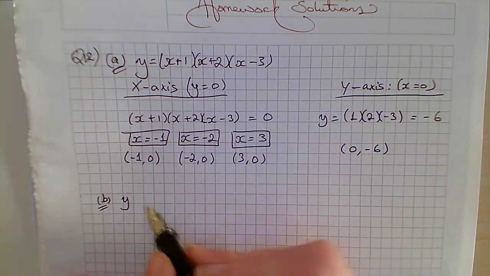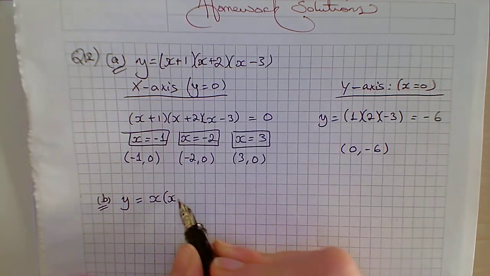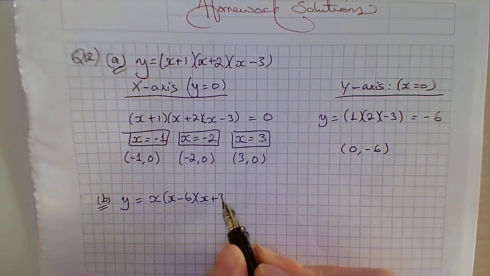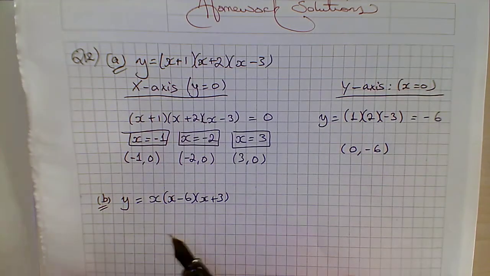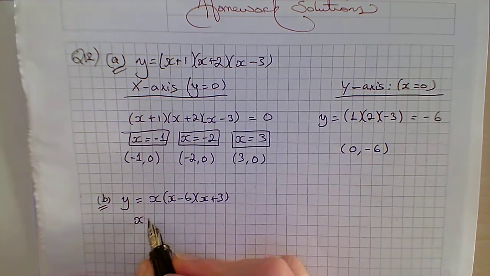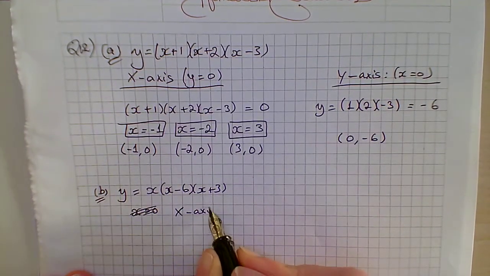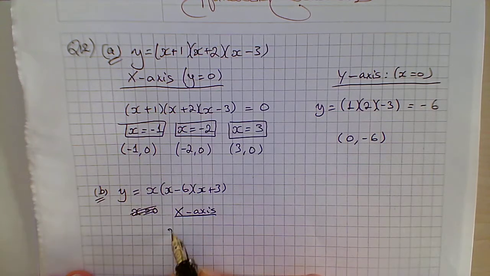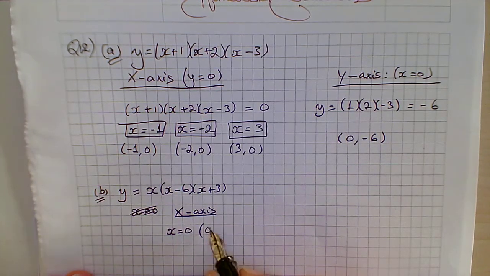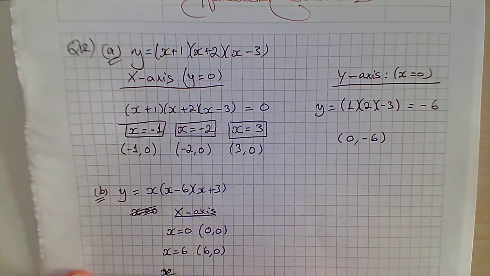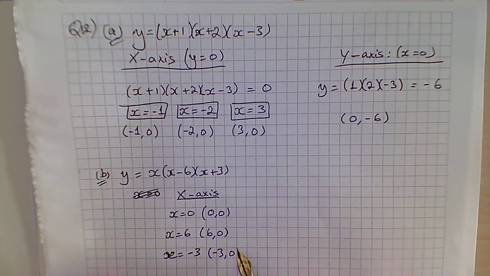Okay, so hopefully you've got the idea now. y equals x by x minus 6 by x plus 3. We have 3 points where it intersects or touches the x-axis. So let me be neat about this, and I'll say x-axis. My x-axis values when x is equal to 0, which we write as the point 0, 0. When x is equal to 6, which we write as the point 6, 0. And when x is equal to negative 3, which we write as the point minus 3, 0. So the y value for all of these is 0.